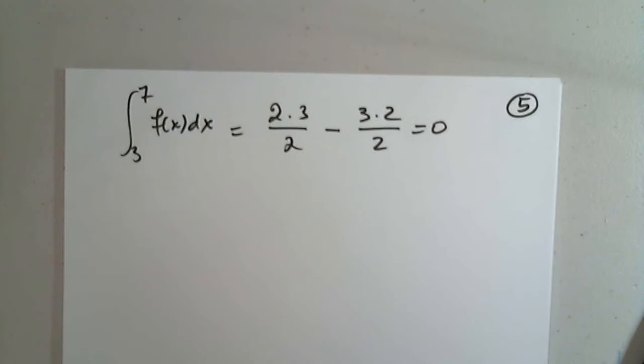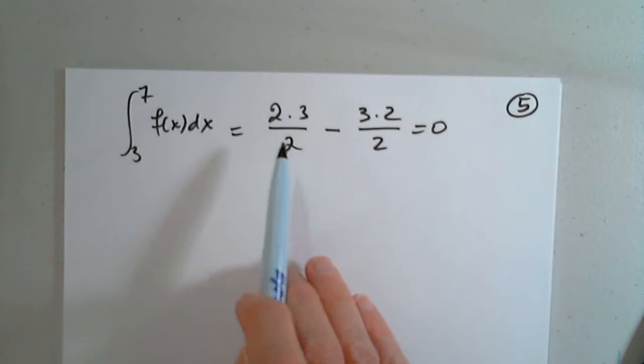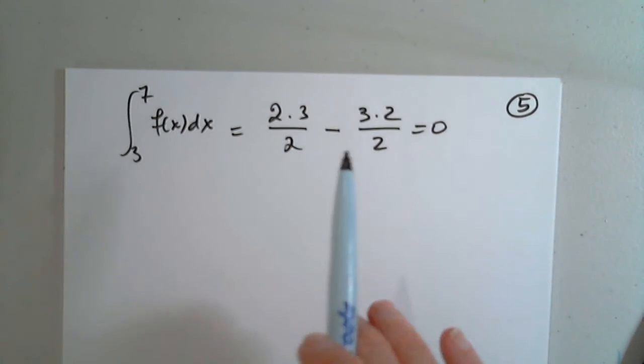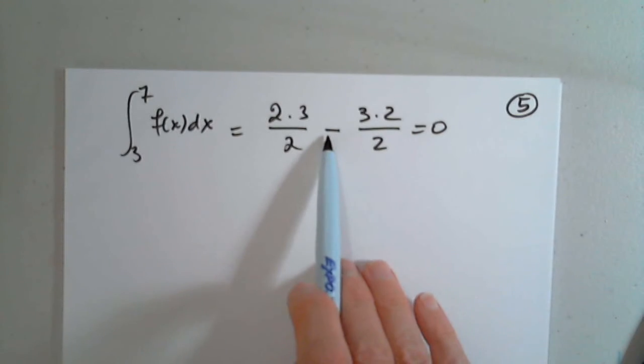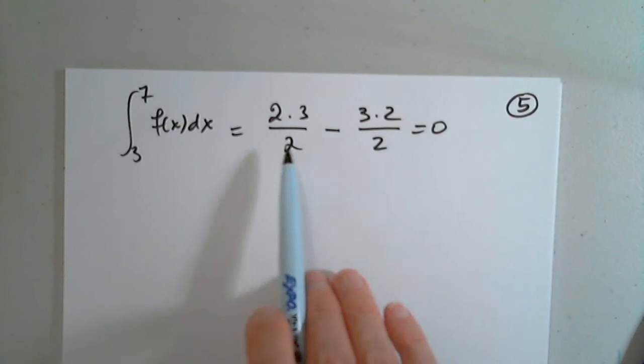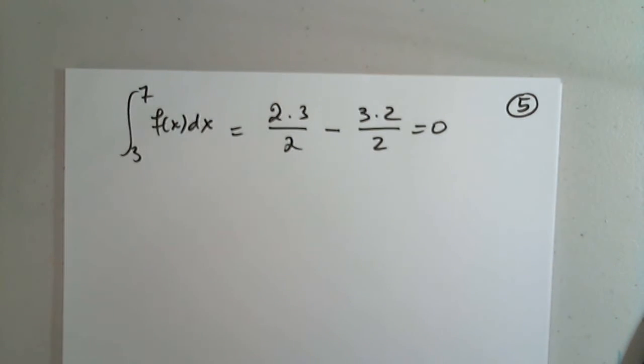Where is my share button? Okay, so we had 2 times 3 over 2. That was the area of the triangle, minus the area of the other triangle. But the reason I have to put minus is because it's under the x-axis. So that's why this area is 0.